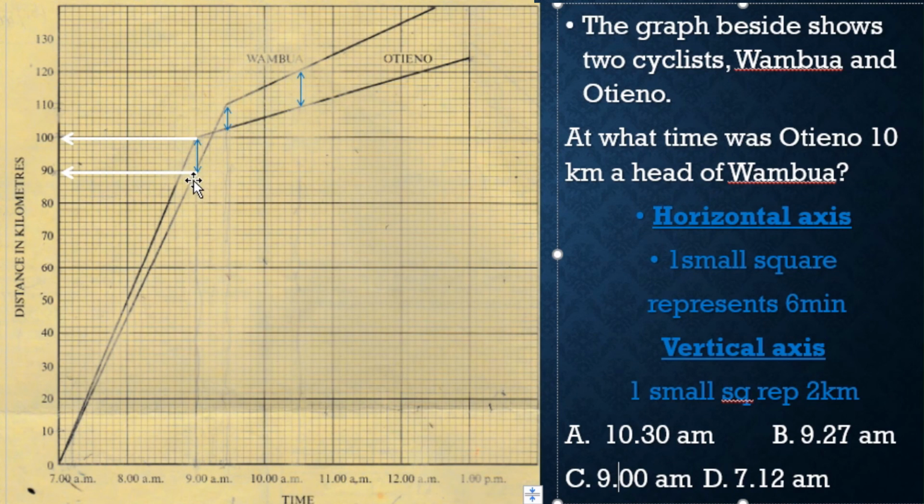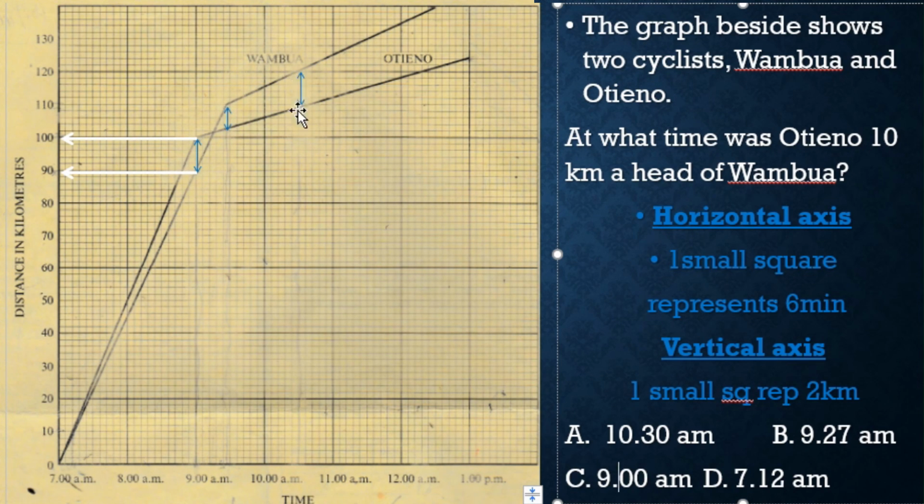Now you can see that. At 9 a.m., I start from 9 a.m. going up. When I move from 9 a.m., I meet Wambua here. Wambua is at 90 kilometers. I continue, and at 9 a.m. Otieno is at 100 kilometers. So Otieno at this time is ahead by 10 kilometers, 100 minus 90. But when you come to choice B, which we have already rejected, when you look at this point at 9:27, Wambua is the one who is ahead. You can see he is covering 100 and something kilometers, while Otieno is down here. So this is not what we wanted.